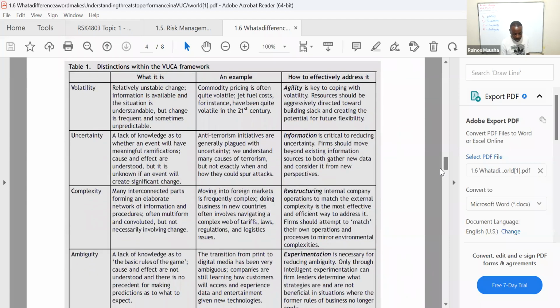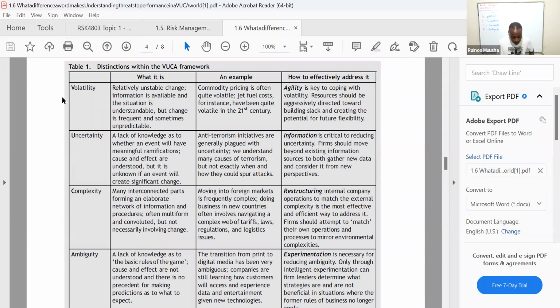So these are the cases where they discuss the acronym VUCA and exactly what the letters are, and how one can mitigate the scenarios of VUCA that we are going to be facing as well. To understand this more, we look at Table 1, which looks at the distinctions within the VUCA framework, and they also give an example as well.